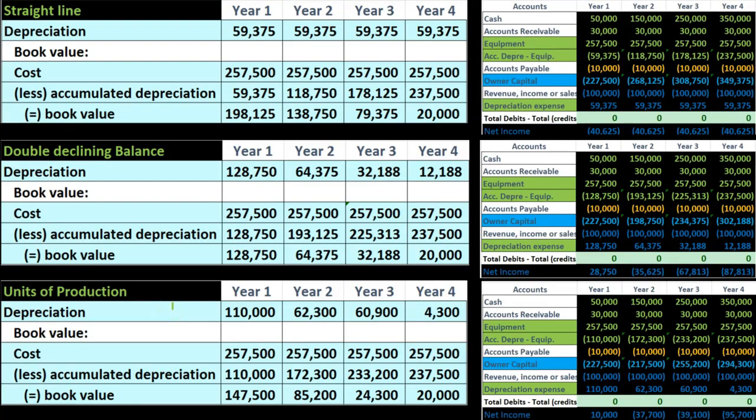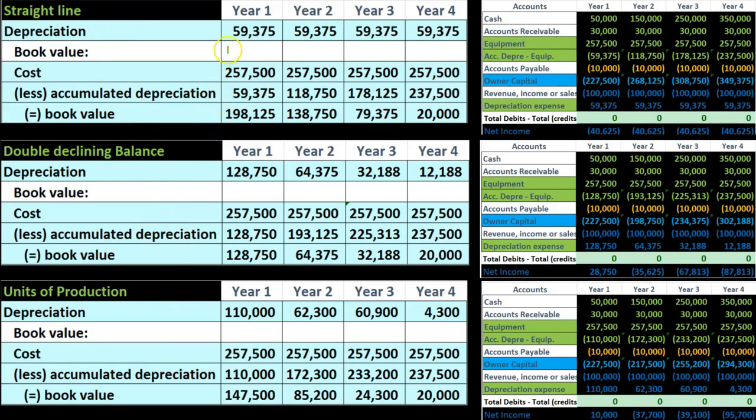So now let's take a look at a comparison between the 3 methods. Obviously, we're not doing these 3 methods at the same time. We're going to pick one of these methods in order to allocate the cost. And so we have the straight line, we've got the double declining, and we have the units of production.